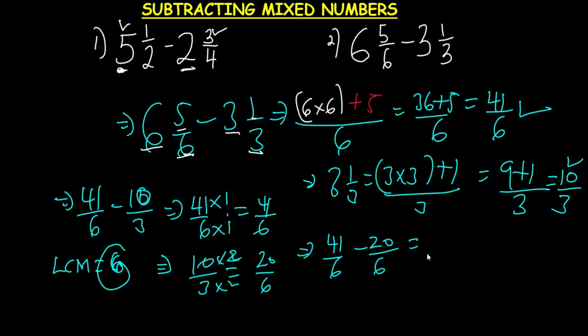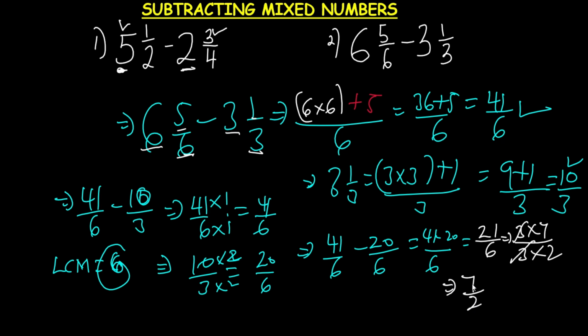So because the denominators are the same, we can just subtract the numerators. So 41 minus 20 is 21 over 6. Now, we can't just leave our answer like this. We can simplify it further. 21 is the same as 3 times 7, and 6 is 3 times 2. We cross out the 3, we are now left with 7 over 2. But the question was given to us in mixed numbers, so we have to change this 7 over 2 to a mixed number.